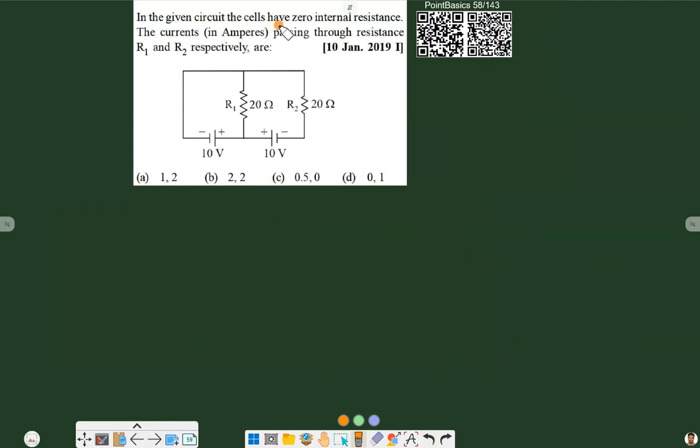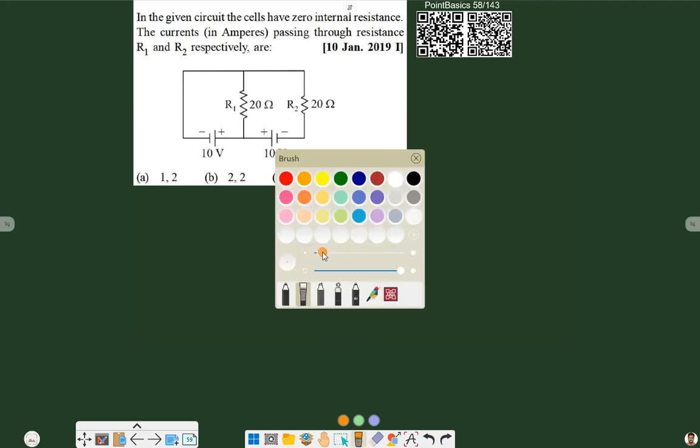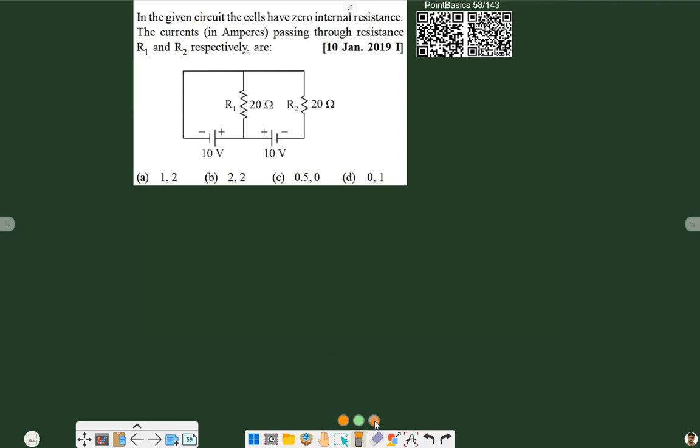In the given circuit, cells have zero internal resistance. We need to find the current passing through the resistances R1 and R2 respectively. So we have to find out the currents. That can be done easily. We can use the superposition principle here.